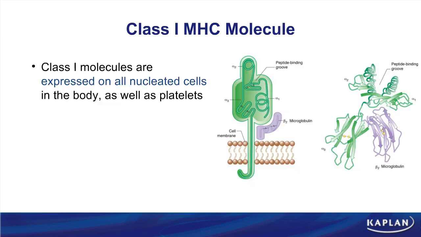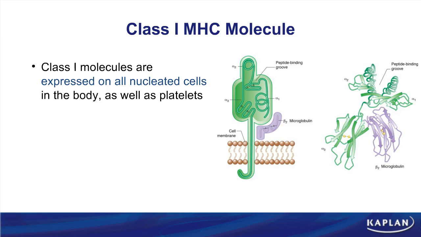Let's go ahead and look a little more closely at our class 1 and class 2 MHC molecules. And again, reminding yourself of the HLAs that belong to these different classes. Class 1 MHCs are found on any cell in the body that has a nucleus, which means the only cell that you should not find any expression of class 1 would be on your red blood cells or erythrocytes.